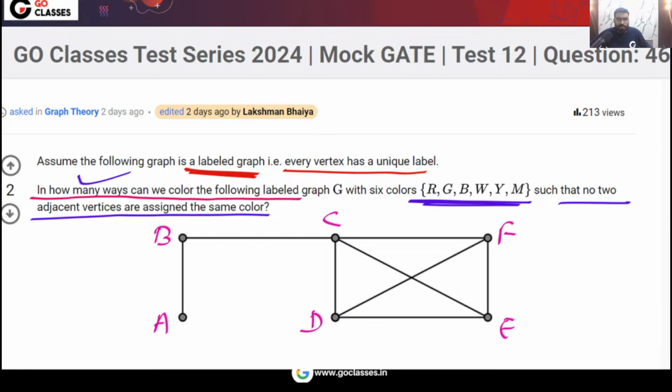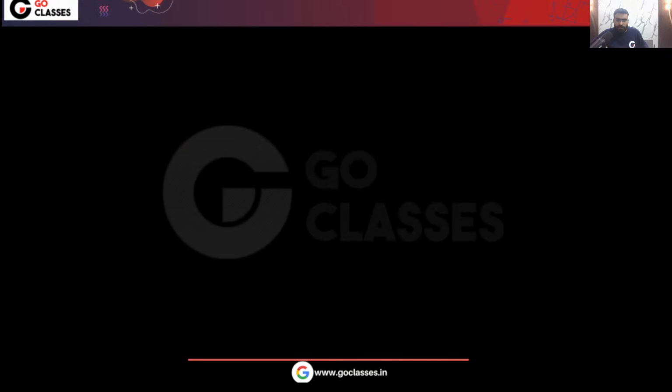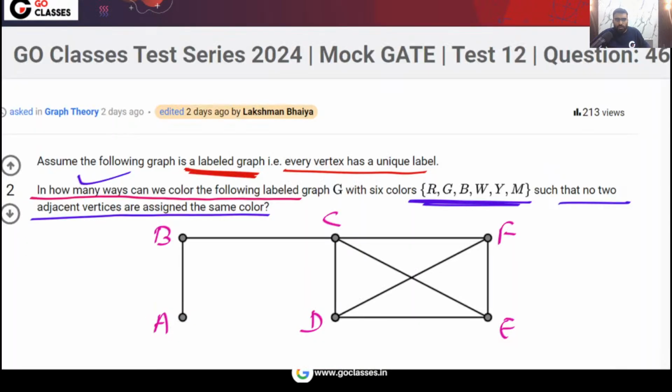vertices have the same color? Is the question asking for chromatic number? See, the question is not asking for chromatic number. For this graph, the chromatic number will be 4 only.